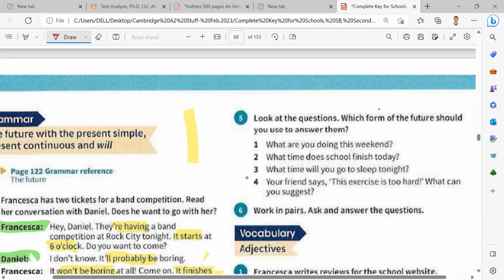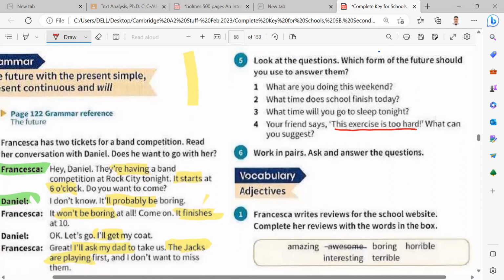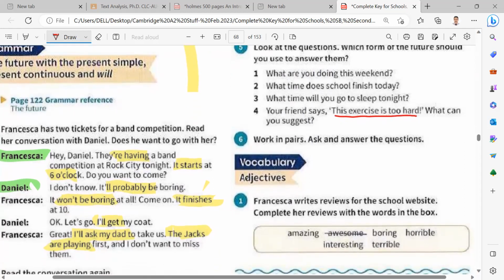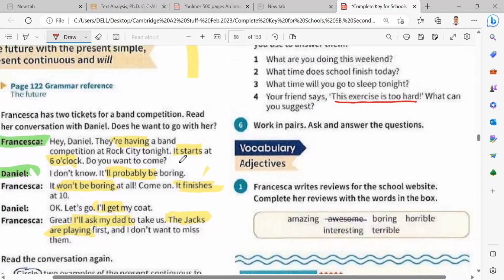طيب. Here your friend said this exercise is too hard. What can you suggest, Sarah? This exercise is too hard. Suggest. Give me ideas to help me answer this question.